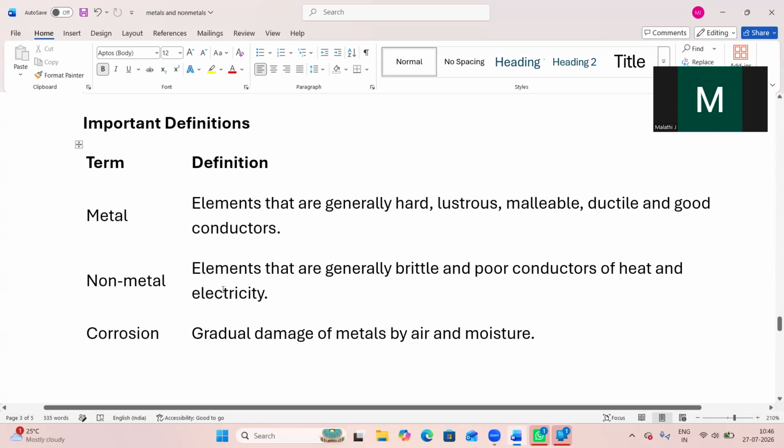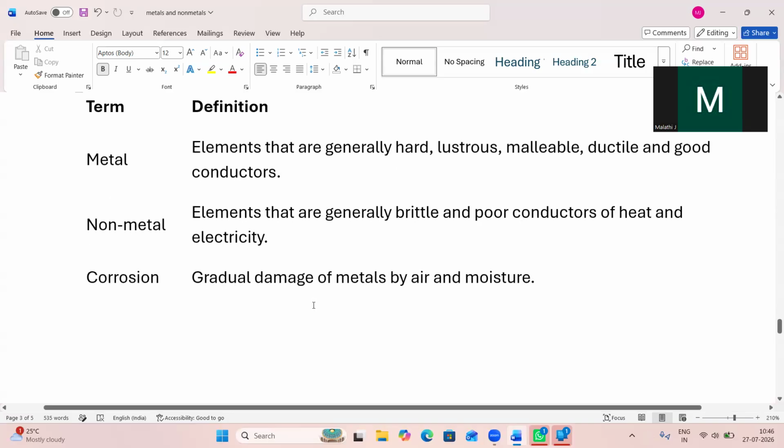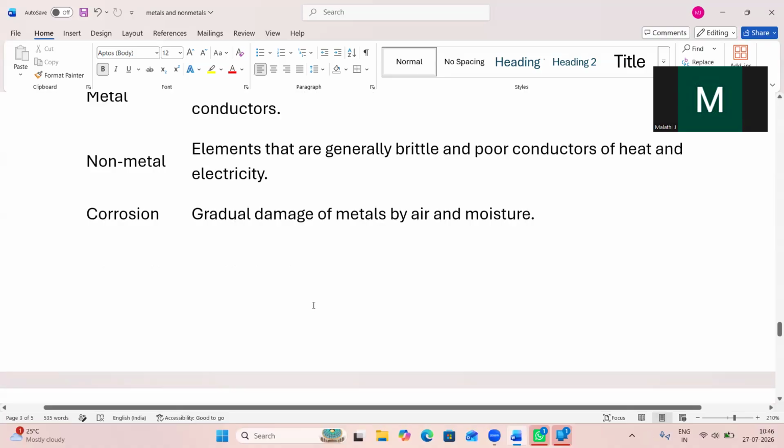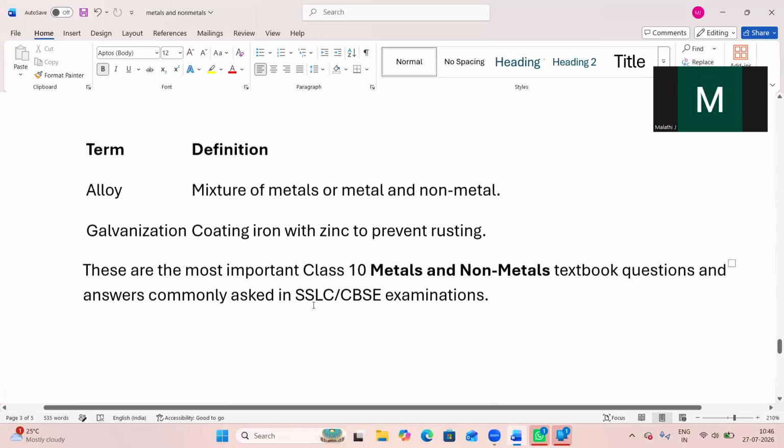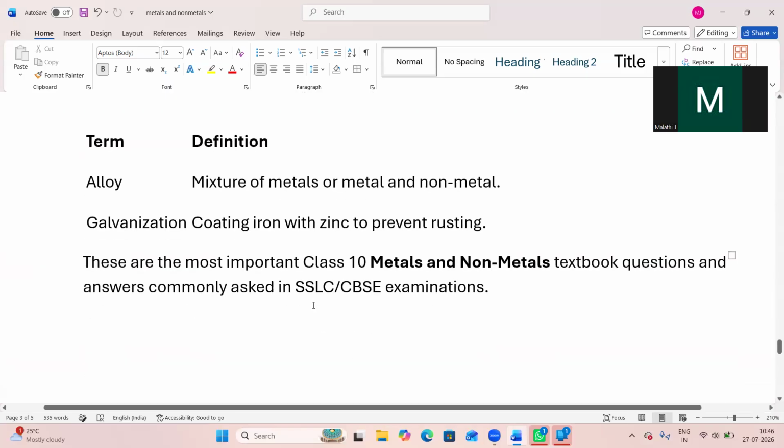Non-metals are elements that are generally brittle and poor conductors of heat and electricity. These are opposite to metals, so we should write that. Corrosion, which we already studied, is the gradual damage of metals by air and moisture. Alloy, which we just studied, is a mixture of two or more metals, or maybe a metal and a non-metal.